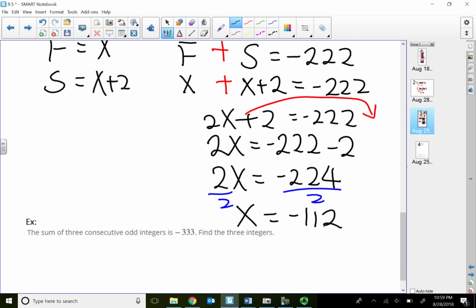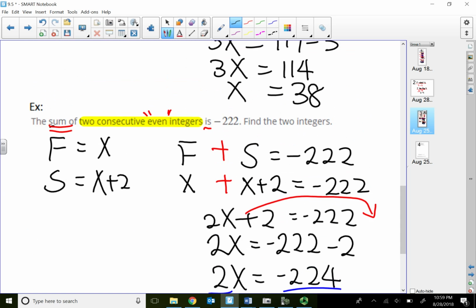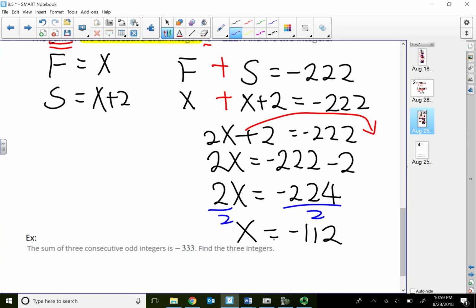So that's good news, because negative 112 is an even integer. So I'm doing something right. x represents the first integer, so my first even integer is negative 112. Be careful with the next even integer, the next one to the right, or the next bigger one. You've got to remember the first integer is always the smallest one.